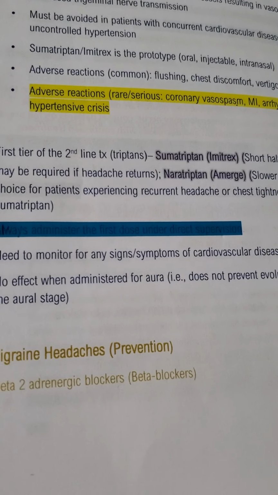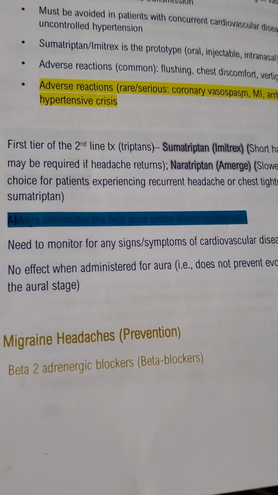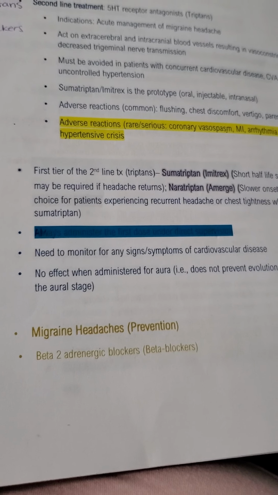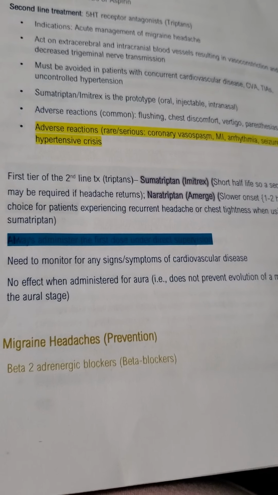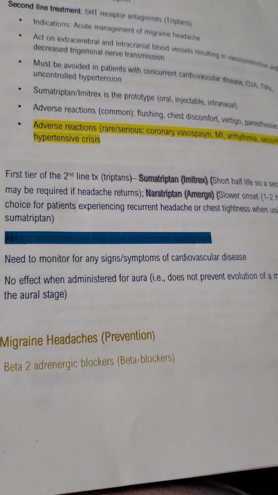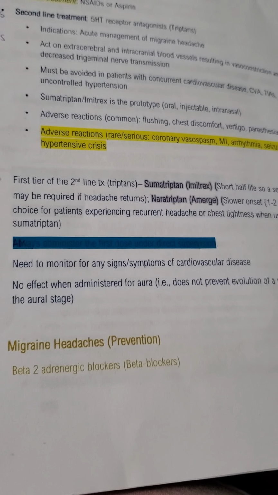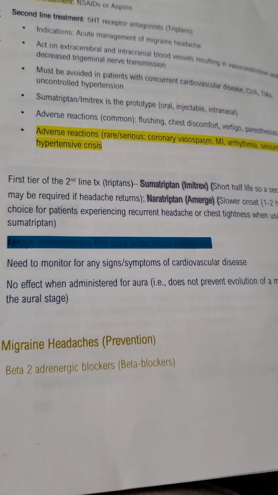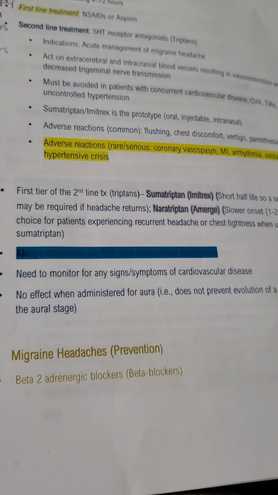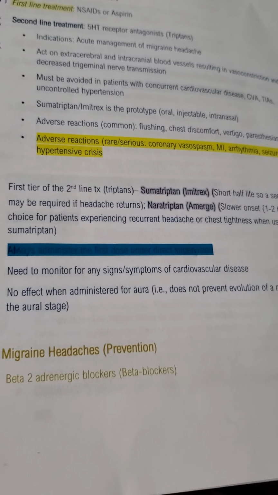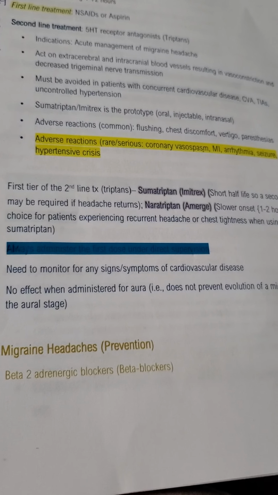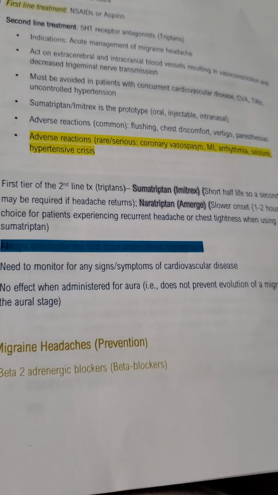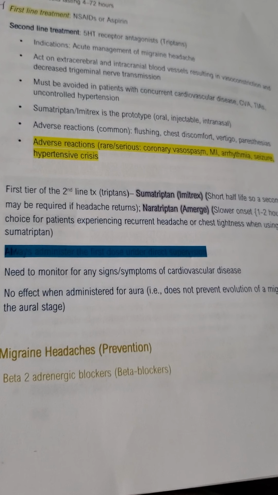Always administer the first dose under direct supervision. Need to monitor for any signs and symptoms of cardiovascular disease. No effect when administered for patients that are experiencing the aura prior to a migraine onset, which means that if the aura has already occurred, you cannot use this medication to prevent a migraine. The migraine process has already started.